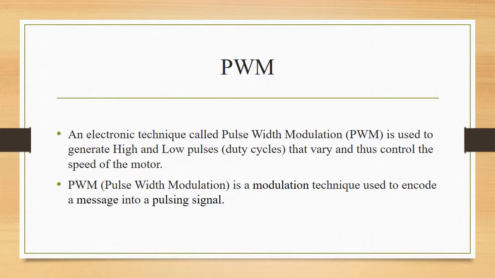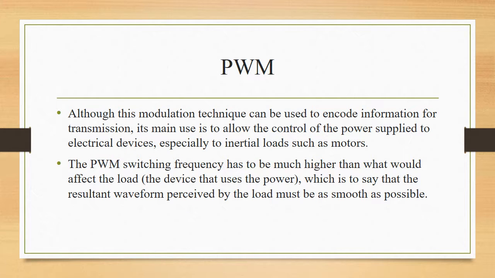The pulse width modulation is used to generate high and low pulses that vary and thus control the speed of the motor. It's also a modulation technique used to encode a message into a pulsing signal. Also, the PWM switching frequency has to be much higher than what would affect the load, which is to say that the resultant waveform received by the load must be as smooth as possible.